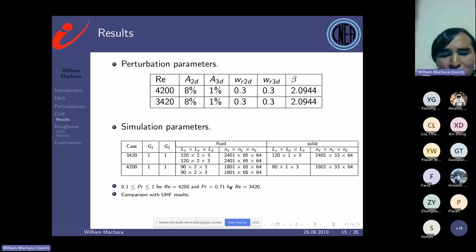The results of the conjugate heat transfer were compared to the results of uniform heat flux. Recall that the uniform heat flux is simulated without the solid walls.